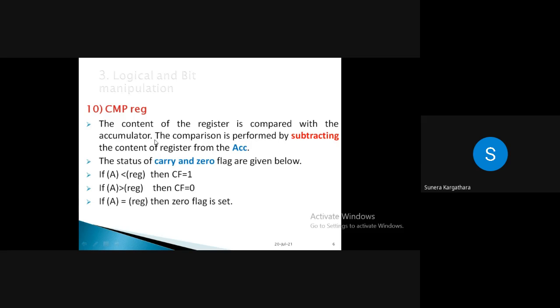Is it clear, students? Any doubt here in this CMP? Can anyone tell me, if you are comparing, what is the process behind this? Yesterday we discussed in the lab. What is the process behind this? If you are comparing two things, the register's content and the accumulator, what will the process be? Students, can you hear me? Yes sir.